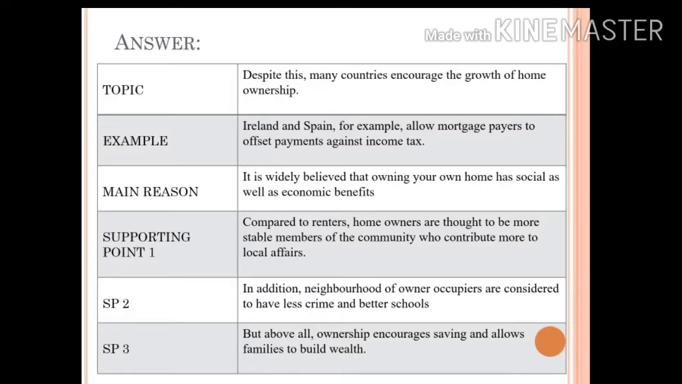So, this is the correct structure for this paragraph. The first sentence is the topic. It is what the writer wants to discuss. Then the second sentence is the example. Ireland and Spain are the examples for the many countries in the first sentence. Then the third sentence is the main reason for the topic sentence. And the other 3 sentences are supporting point 1, supporting point 2, and supporting point 3, to explain more detail about the main reason.